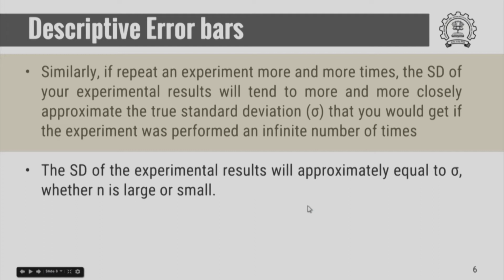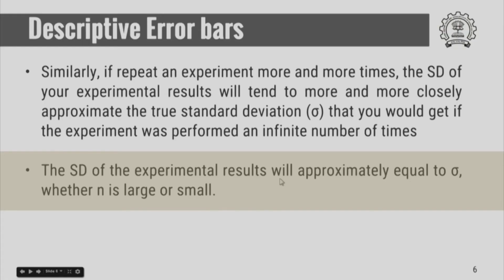Similarly, if you repeat an experiment more and more times, the standard deviation of your experimental result will tend closer and closer to the approximate true standard deviation that you would get if your experiments were performed an infinite number of times. It is also very important to remember that the standard deviation of your experimental result will be approximately equal to the true standard deviation sigma, and it does not matter whether your sample size n is large or small.